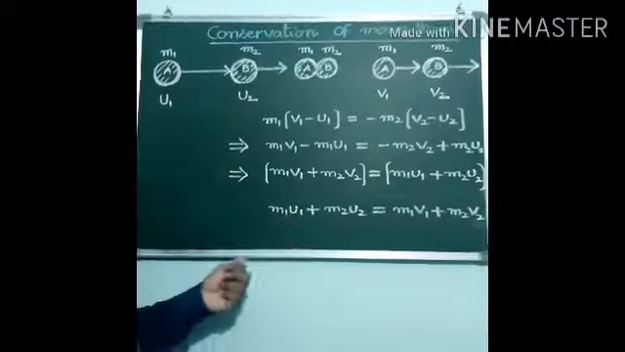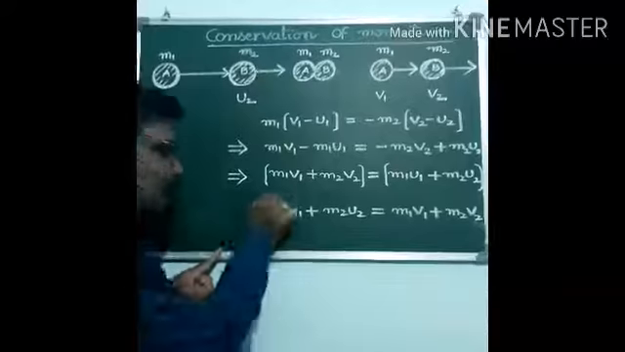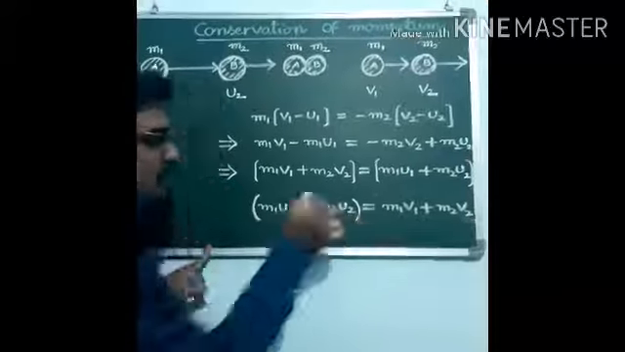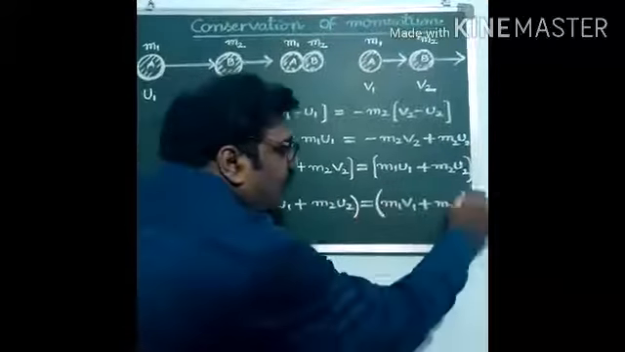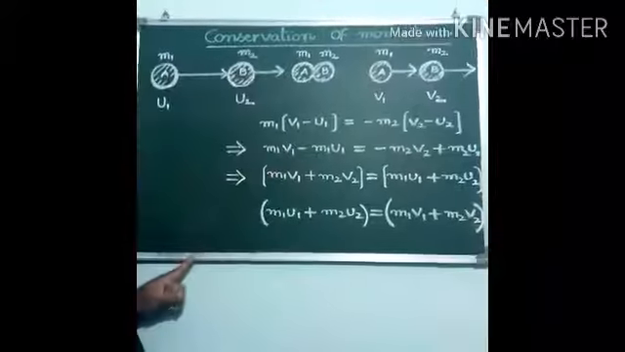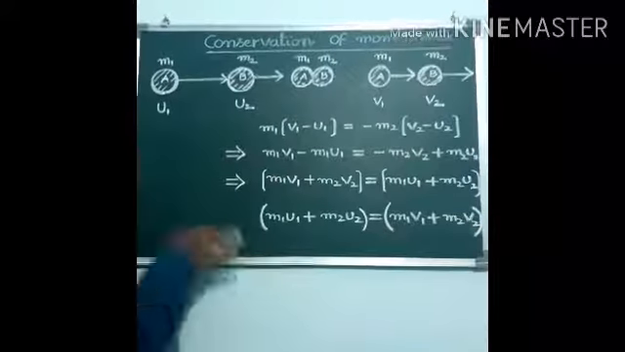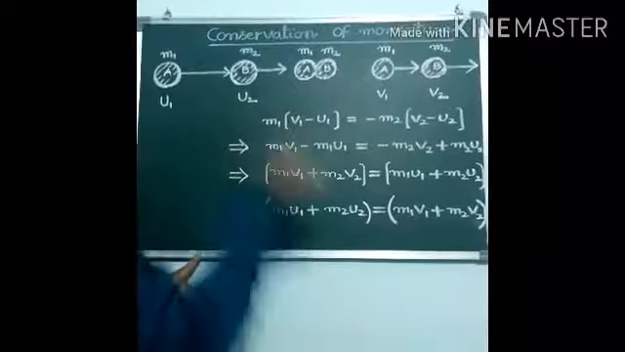So what is the law of conservation of momentum? Total momentum before collision equal to total momentum after collision. So this is the proof of the law of conservation of momentum.